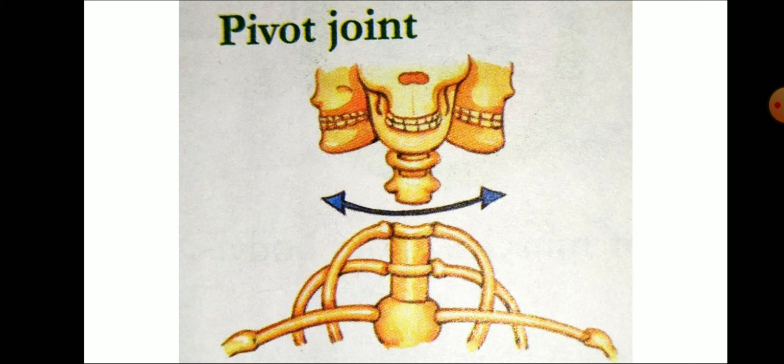Pivot means what? A key point will be there. On the key point, a weight is suspended. So by means of this pivot, you can handle whatever the other part is. Move your head from side to side, move it up and down. Such a joint that allows nodding and shaking of the head is called a pivot joint.